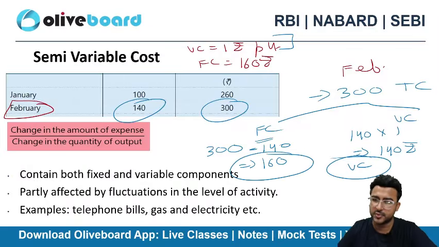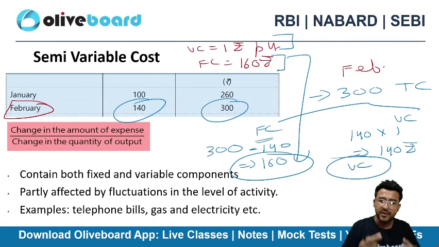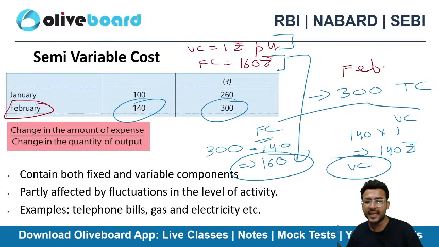is my fixed cost. You can see that the fixed cost is not changing even if the level of activity is changing, right? The fixed cost will not change. That's the concept of semi-variable cost. You can apply this concept in gas bills, electricity bills, telephone bills. Even if you don't make any call, still you will get a bill. Even if you don't consume any electricity, still you will get a bill, right?